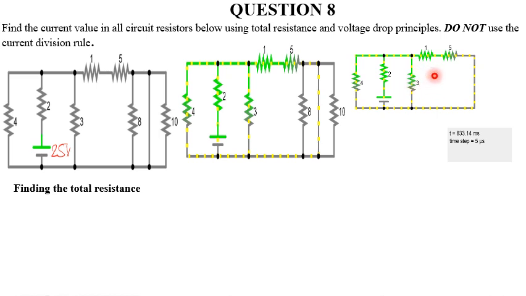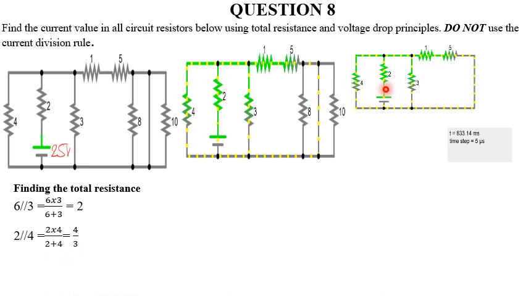6 and 3 are in parallel. After resolving them, we get 2 ohms. After resolving that, the 2 ohms now comes here. We clean this and write 2 ohms here. And we realize that the 2 ohms and this 4 are in parallel, so we also resolve that. After resolving that, we get 4 over 3 ohms.